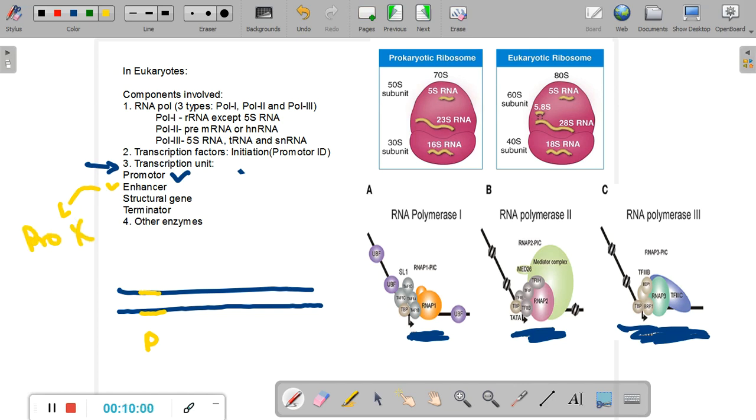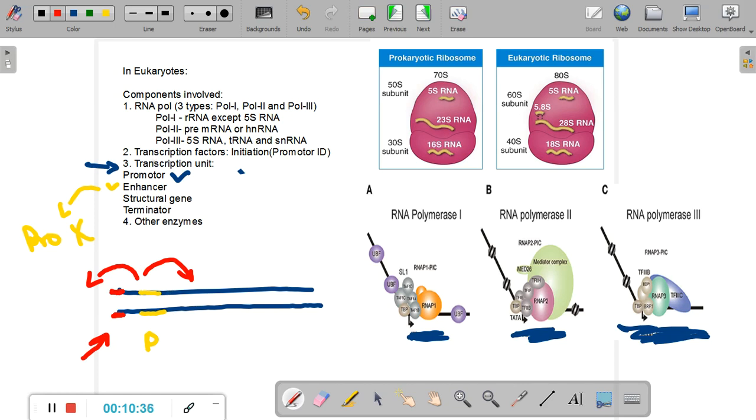Prokaryotes don't have the enhancer sequences. Enhancer segments can be present upstream, which means they can be present behind the promoter region, or they can be present in front of the promoter region. They can be present anywhere. And the function of these enhancer sequences is to make sure that the RNA polymerase binds here perfectly. They act as a surety that the RNA polymerase will bind here. So that is their only function.